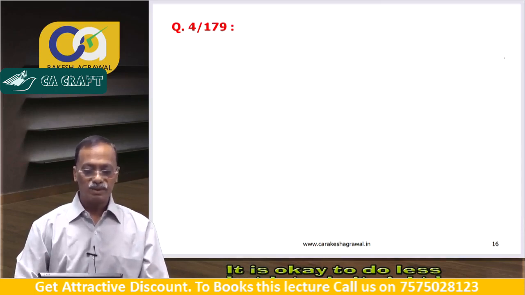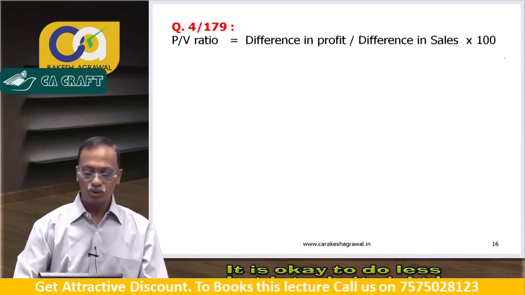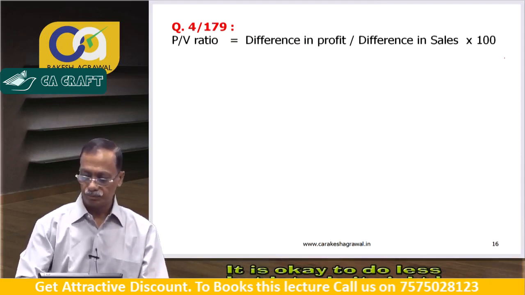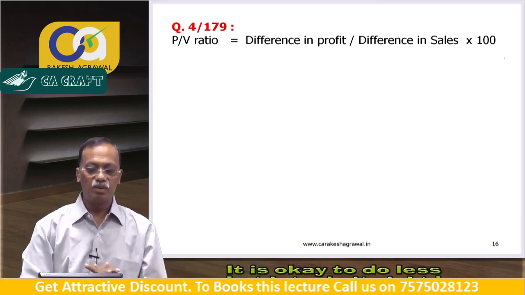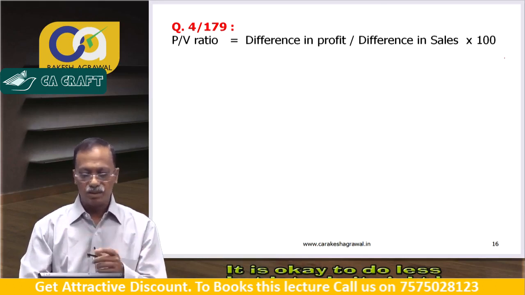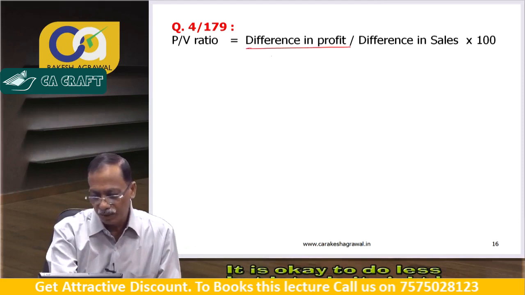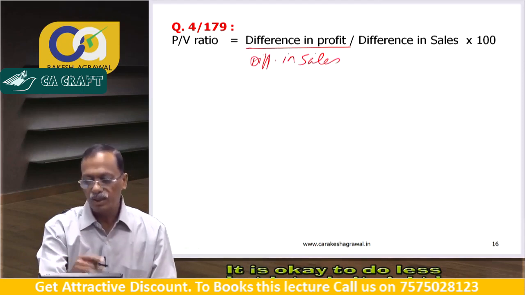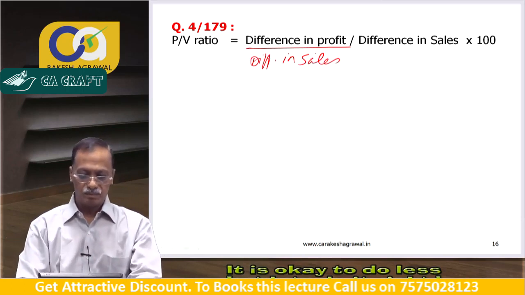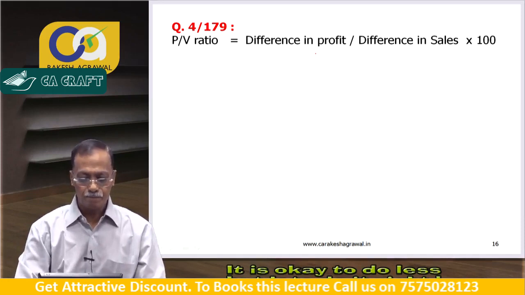Write down question 4 by 179. PV ratio is equal to difference in profit divided by difference in sales into 100. See, I have written it in one line. If you want, you can write it like this: difference in profit as numerator divided by difference in sales as denominator, into 100.